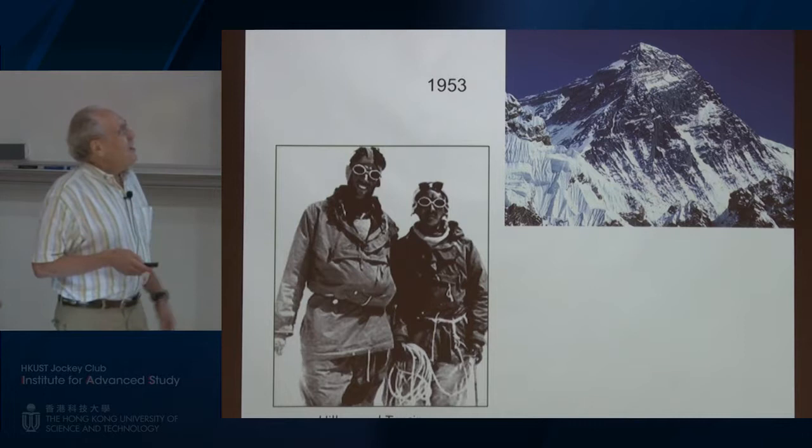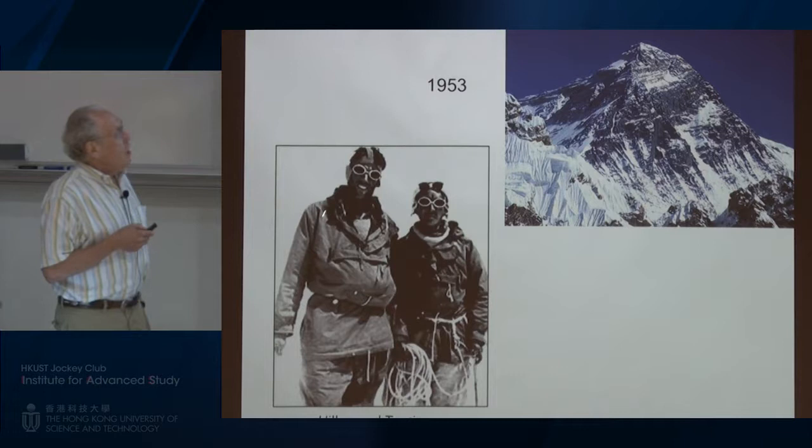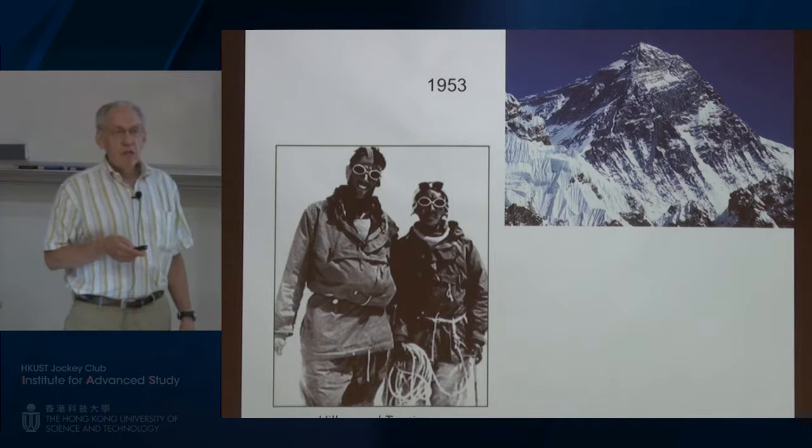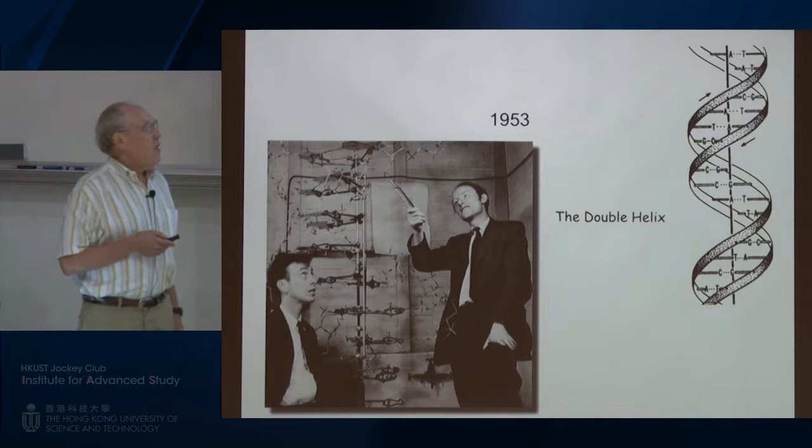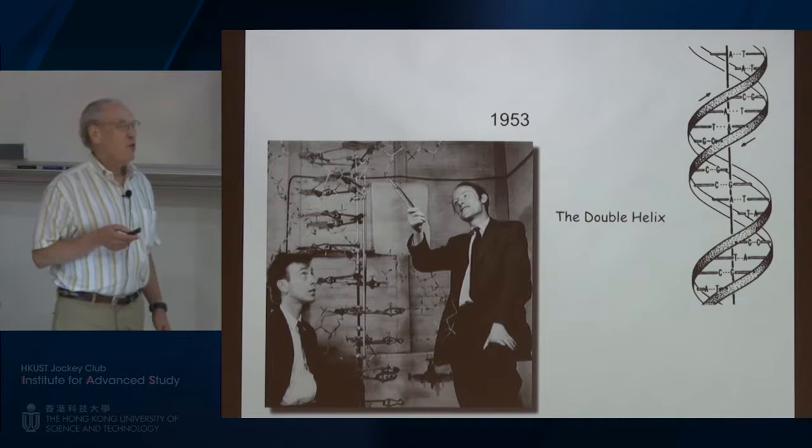When I was 10 years old, this was the big event of 1953. These two guys, Edmund Hillary and Tenzing Norgay, climbed Mount Everest, and that was the big event of my 10th year. But the really big event of 1953 were these two guys. Okay? And in 1953, they worked out, stealing a certain amount of data from someone named Rosalind Franklin, the structure of the DNA molecule.